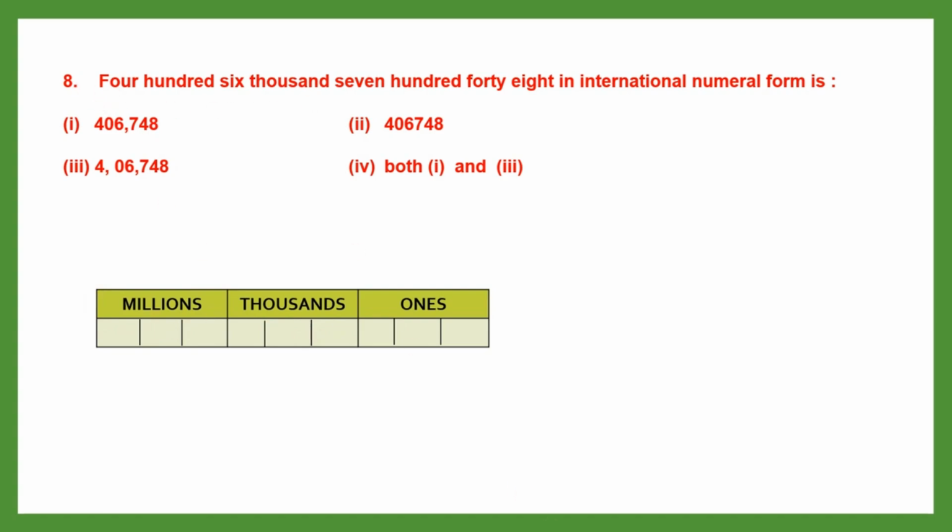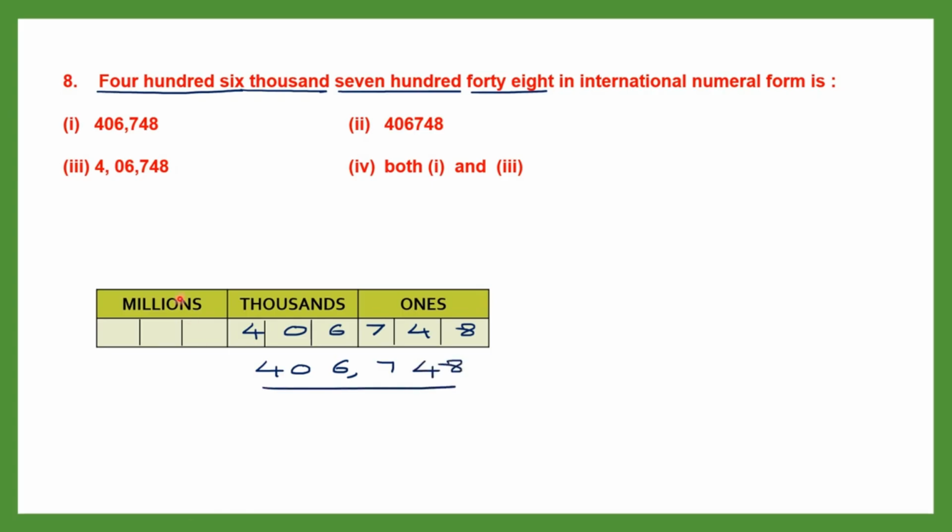Now 406,000. So 406 will come in the thousands place. So let's write that. 406,000. Now 700. So in the hundreds place 7. 48. So now let's write this down. 406 and then we have a comma. 748. This is our answer. Which option is that? Here it is the first option, 406,748. This is our answer.